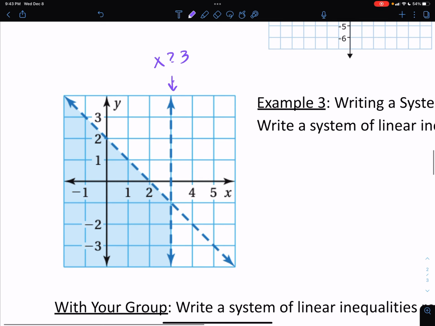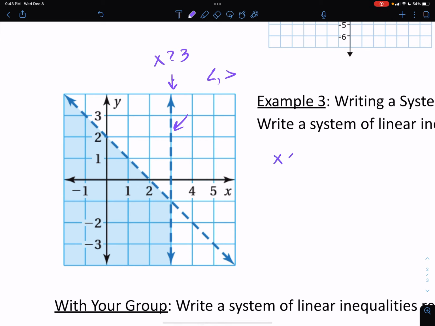But take a look. Here's how you could tell if it's going to be less than, greater than, less than or equal to, greater than or equal to. Well, I also know it's going to be a less than or greater than. Why? Because it's dashed. Remember, where is it shaded? It's shaded to the left of it, so that means the first inequality must be x is less than 3. If it was shaded to the right of it, it'd be x is greater than 3, but because it's shaded to the left of it, it is x is less than 3. So that's that first one.